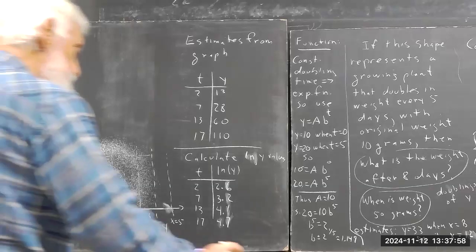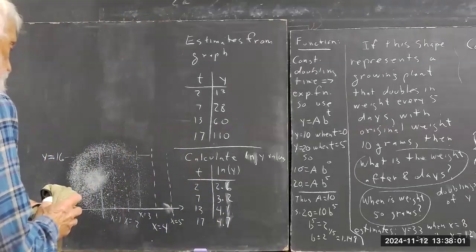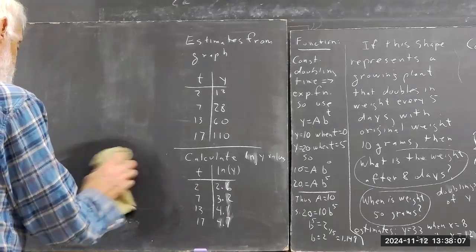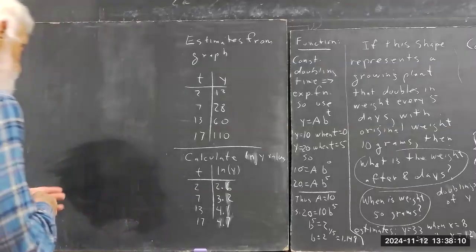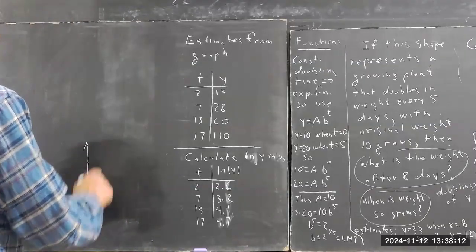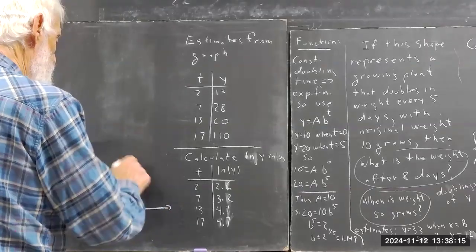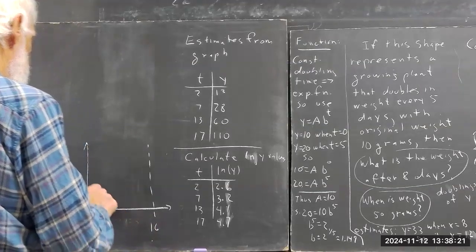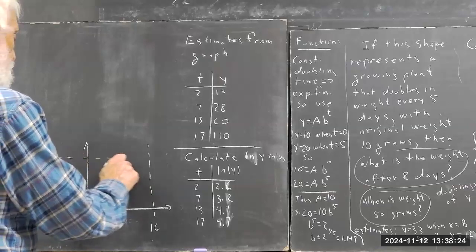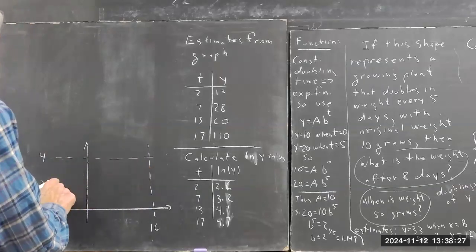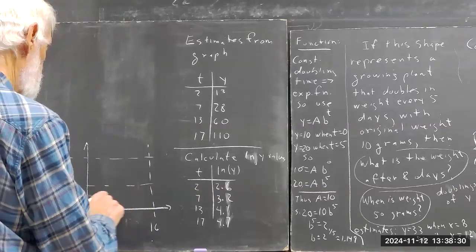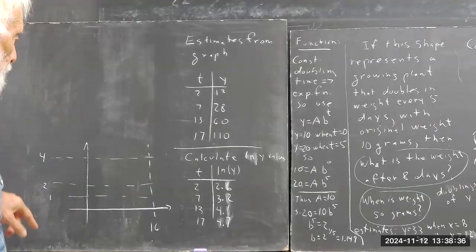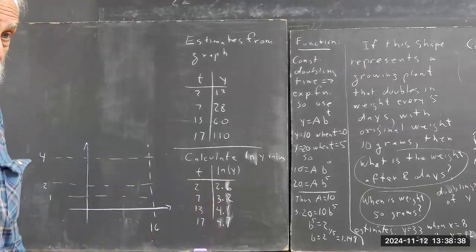If you did what I did, it's okay. You're still going to get a straight line. But my 16 should have gone here. My 4 should have gone here. So that's going to be 2. That's going to be 1. I haven't written y equals 4 here because really it's natural log of y, isn't it?